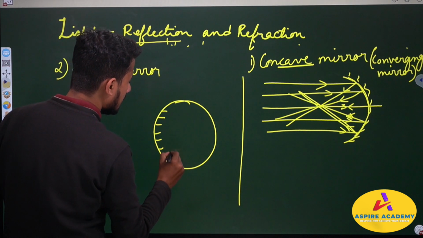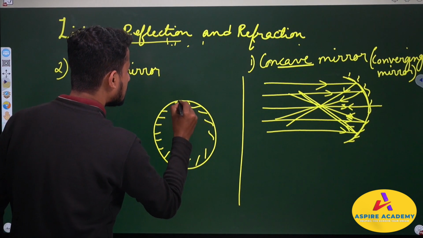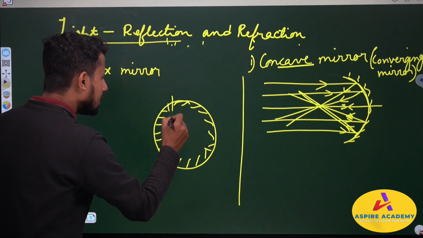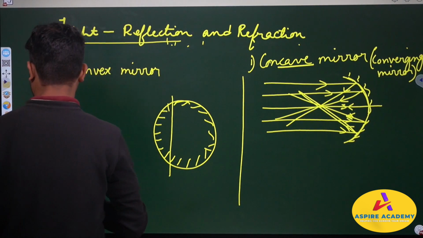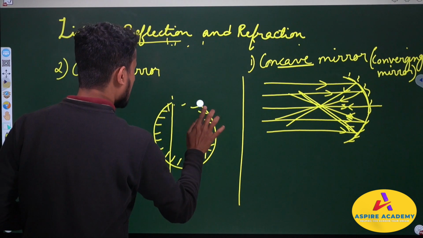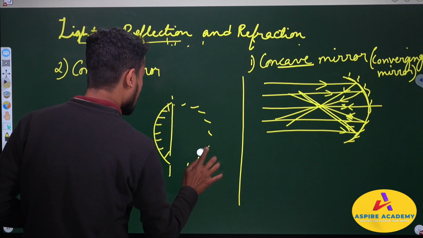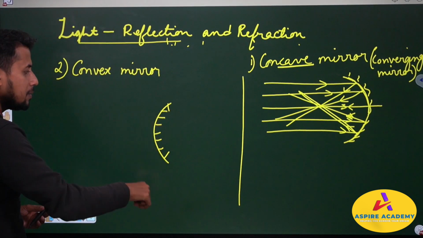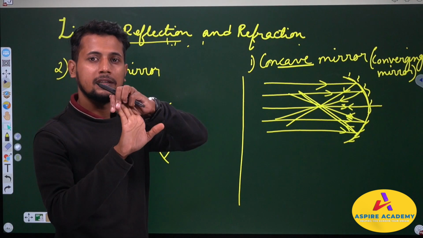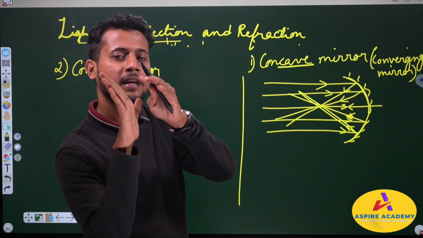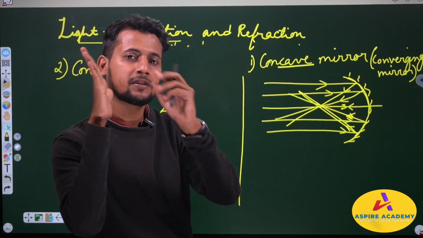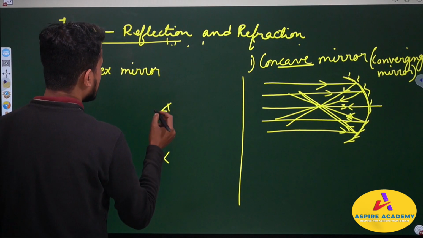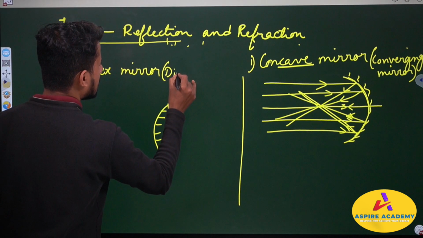So say the inside is a rough surface, but the outside is a reflecting surface. You cut this part of the mirror, and what do you get? You get a part of the mirror that is bulging outwards, like this. This is the rough surface, and this is the smooth plain surface where your reflection will come. Such a mirror is called a convex mirror. Now, a convex mirror is also called a diverging mirror.